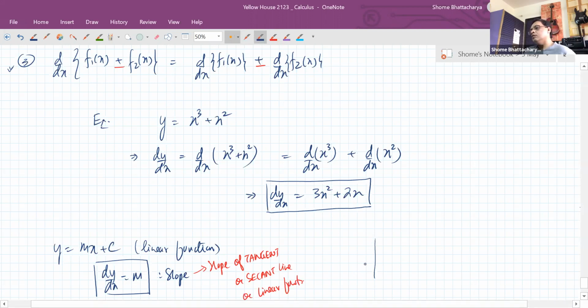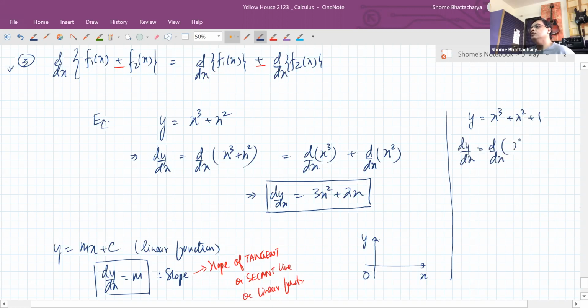So what if in the above example we have y is equal to x cube plus x square plus 1? So we'll just apply this principle. Y is equal to x cube plus x square plus 1. So we want to find dy by dx. We'll first apply the operator on this thing. Okay. Then we'll separate each out of the terms.